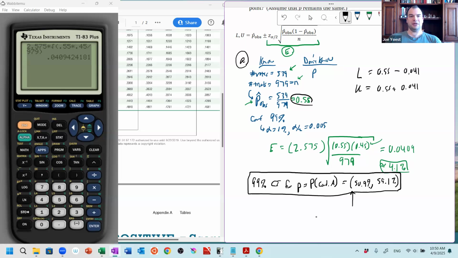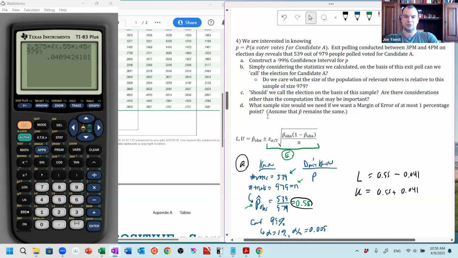Right. Now, there are going to be some times that we make a mistake, that our interval just happened to be a little bit too high by chance. And maybe candidate A's true proportion is a little bit below 50%. But we should be successful 99% of the time. So statistically, can we call the election for candidate A? Yes, we can. Something that's actually really interesting here: did the numbers, just the statistics that we calculated, care about the size of the population relative to our sample size of 979?